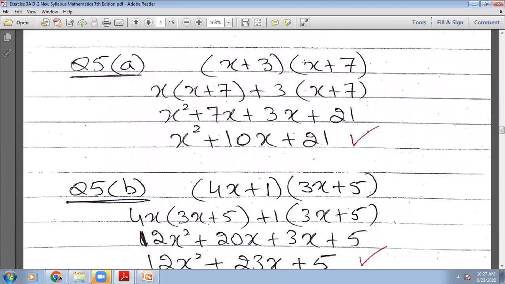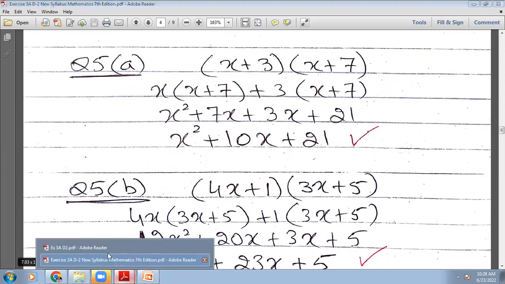Now you see this x will multiply with the second bracket, then plus 3 will multiply with the second bracket. You can see I have written this here. So now you get x squared, x multiplied with 7 will be plus 7x, plus 3 multiplied with the x will be plus 3x, and plus 3 multiplied by 7 will be plus 21. Arrange the like terms, they are already arranged: x squared, 7x plus 3x, that is 10x, and 21. So this is the simplified form. Hope you understand.